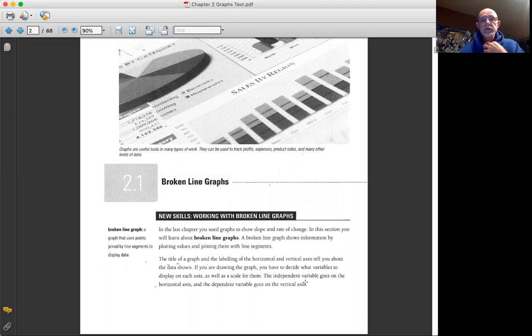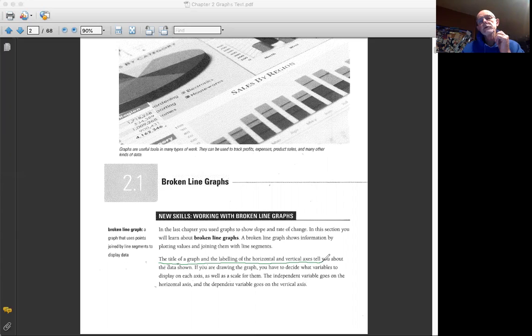Okay, so normally, I'm just going to look down here. So the title of the graph and the labeling of the vertical and horizontal axis tell you what the graph is about. Okay, so you need to be reading those things. Say, oh, okay, I understand what this is.